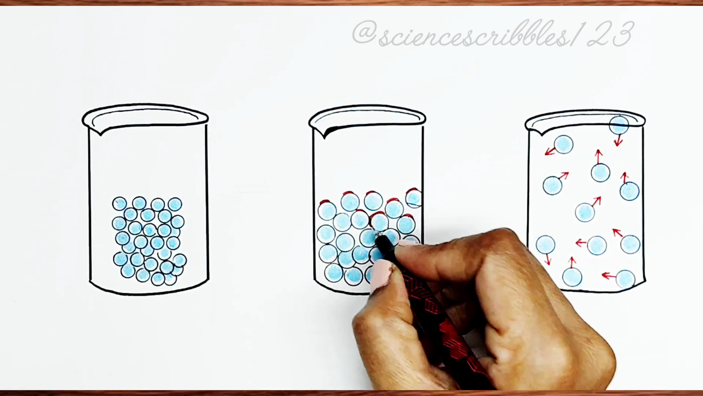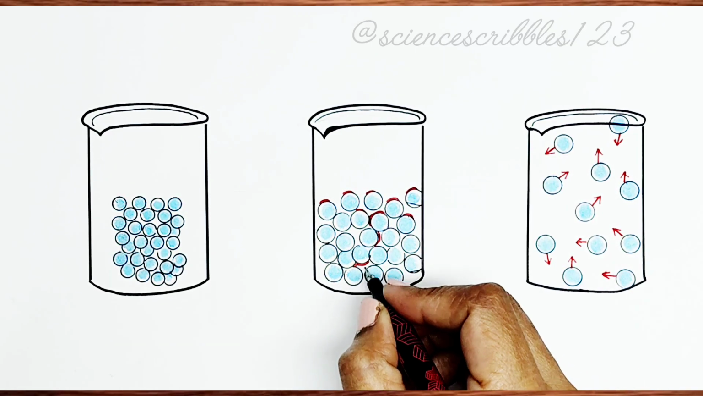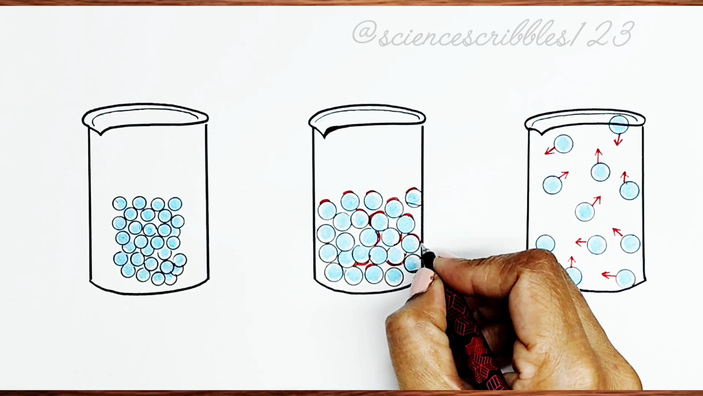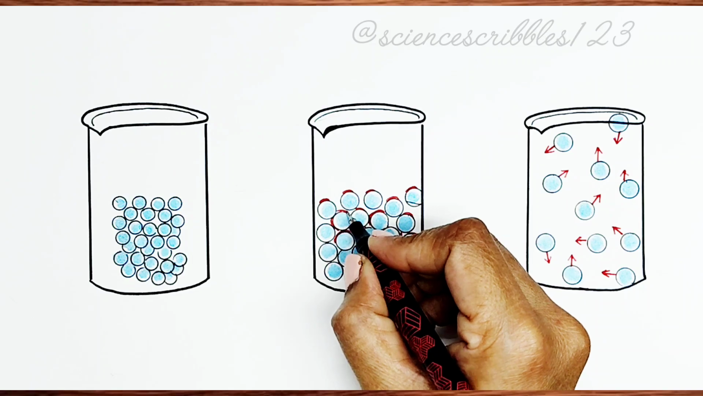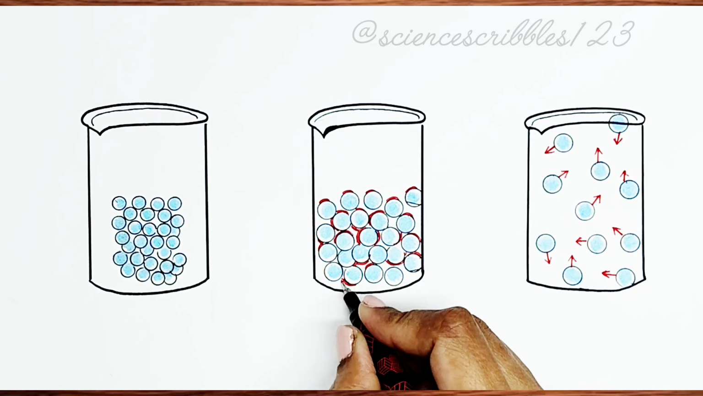Moving on to the second beaker, I am using the same red pen to mark the directions, showing that there is a noticeable gap between each molecule. This spacing indicates that the molecules in a liquid are not as tightly packed as in a solid but still maintain some cohesion.